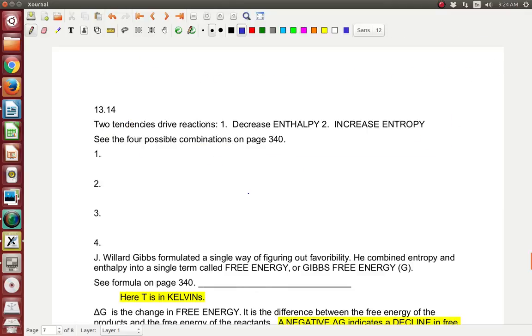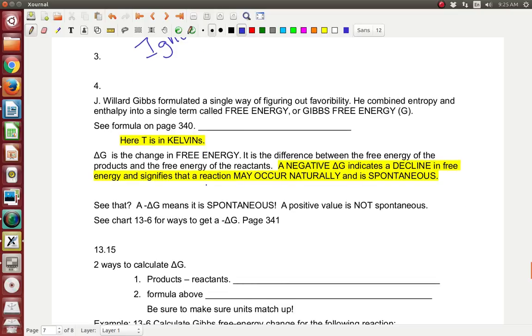All right, one thing we're going to do is I'm not going to worry about doing these right here. These are just 4 possible combinations. If you want to look at them, they're on page 340. And so just ignore this area for our purposes right now. All right, we're going down to Gibbs free energy.